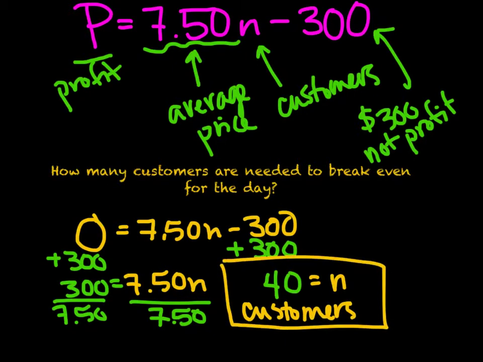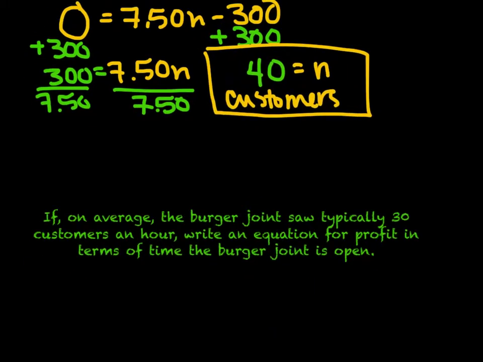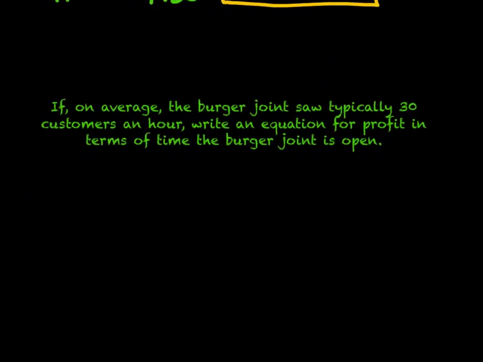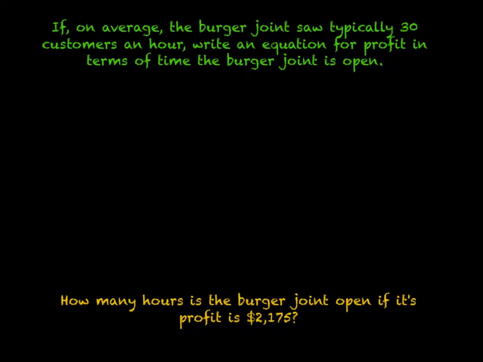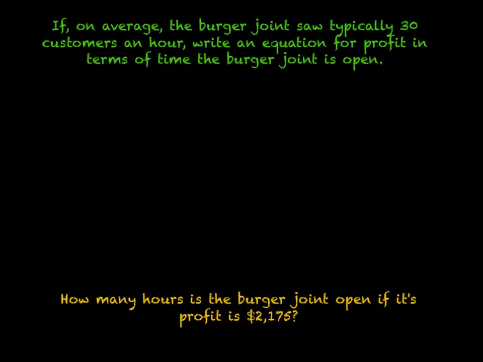Sweet. 40 customers they need to be able to break even, to make sure that they're at least not going in the hole. That should be doable for a burger joint, especially if it's good. Hopefully they're as good as Burger Bob's. If, on average, the burger joint saw typically 30 customers an hour, write an equation for the profit in terms of time that the burger joint is open.